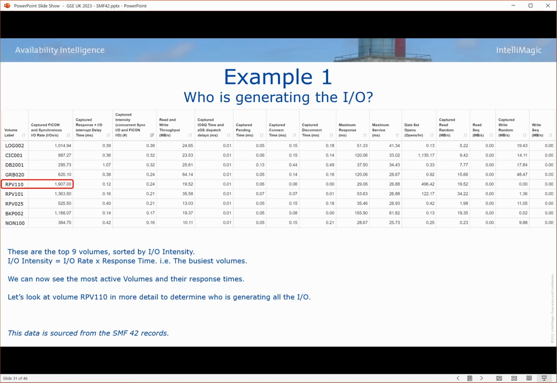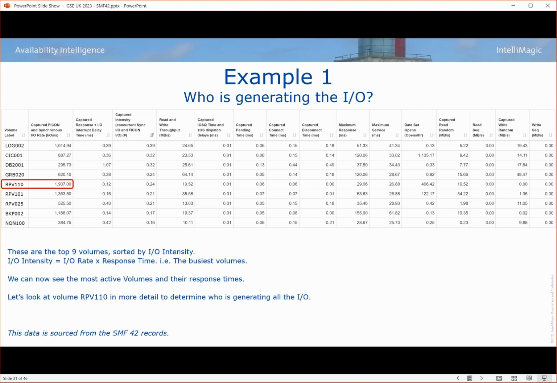So let's look at the first example. Who is generating the IO? I've put together a table here with some of the volumes. I've labeled this the top 9 volumes, and I've sorted them by what I call IO intensity. That means the IO rate times the response time. So the busiest volumes are at the top. That's how we should interpret that.